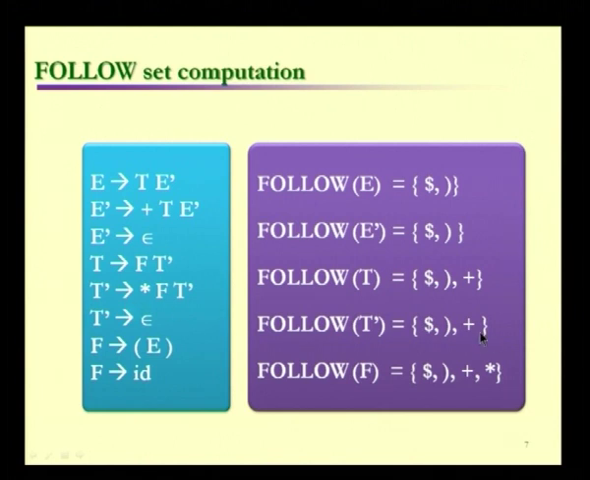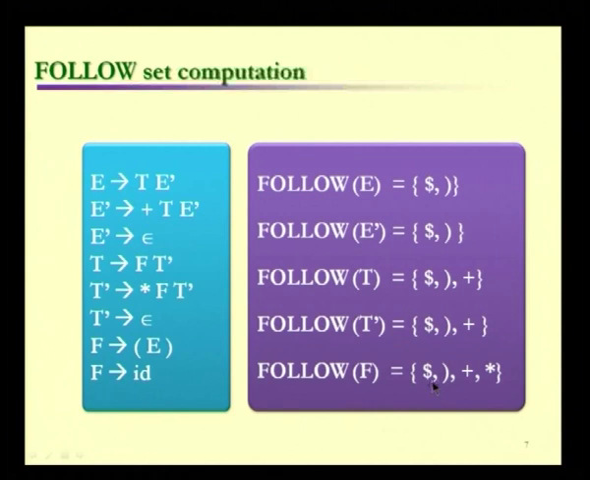So what will happen here is we will have the follow set computation as computed here. Follow of E is dollar followed by closing bracket, and follow of E dash is also the same thing, whereas in follow of T and T dash we have one more symbol, plus, and finally the follow set of F has dollar, closing bracket, plus and asterisk.